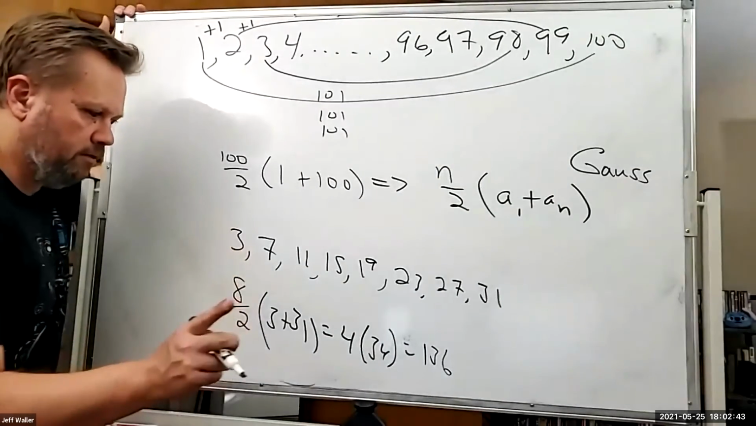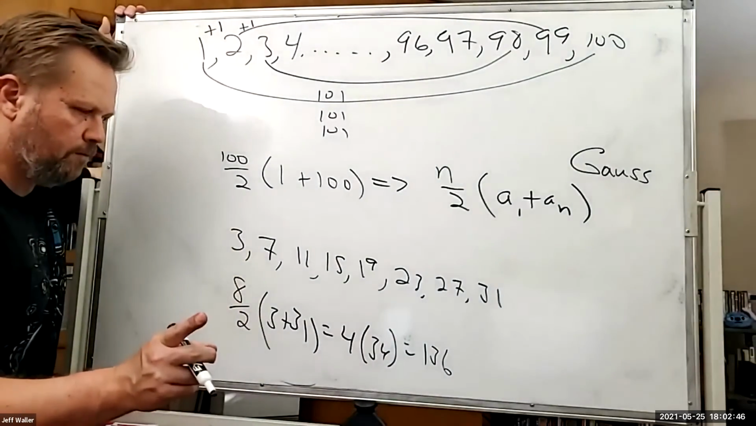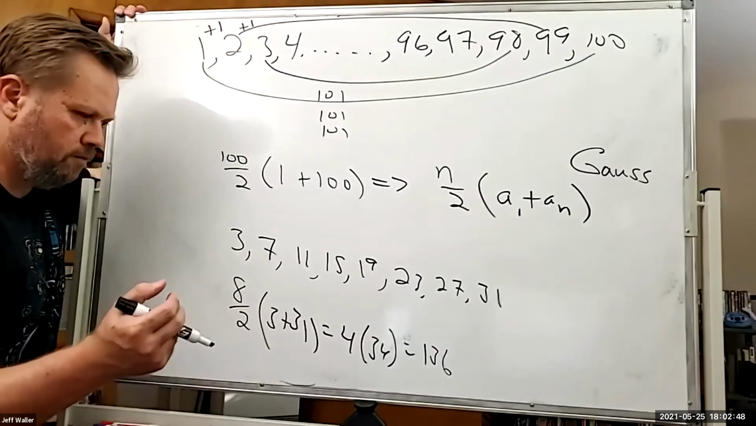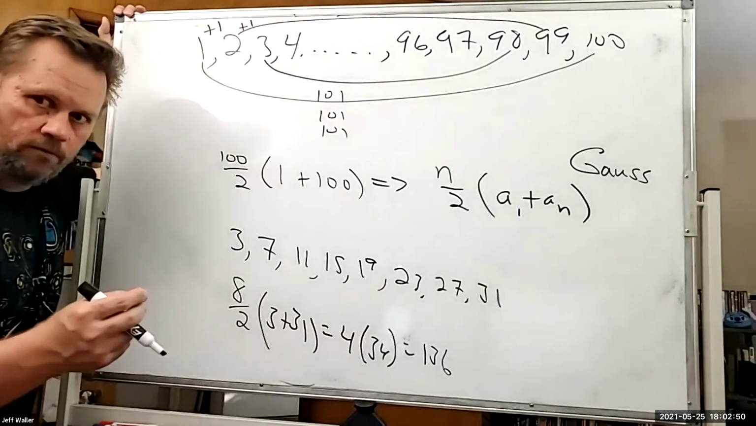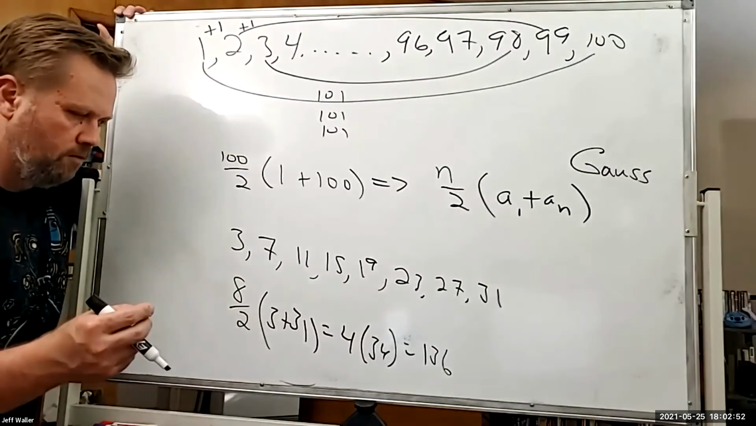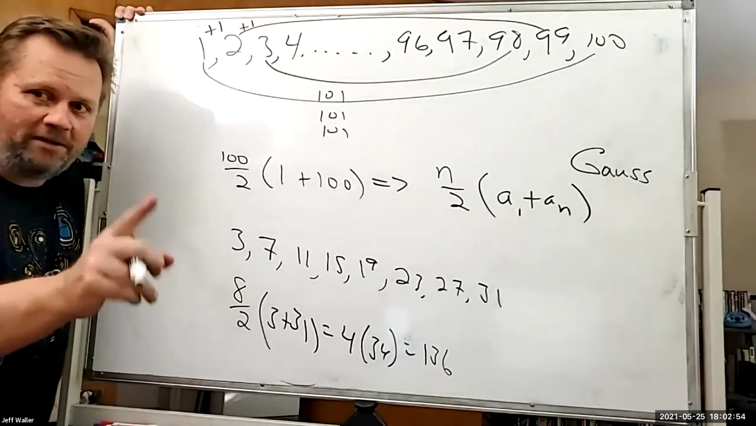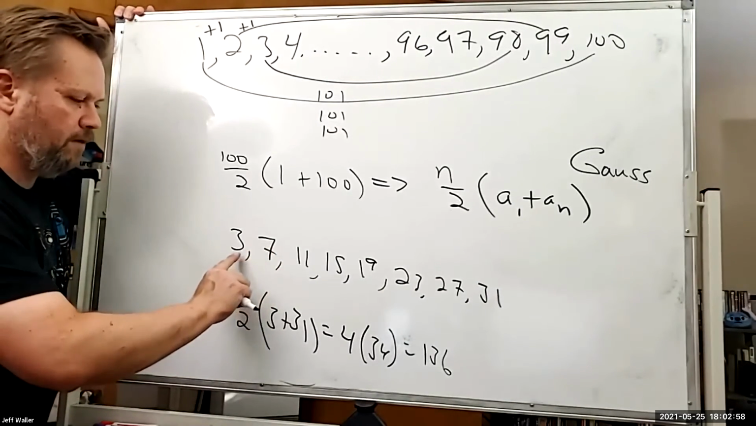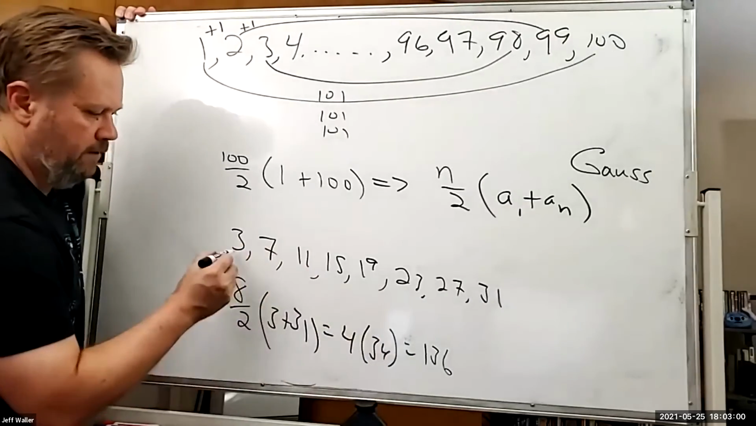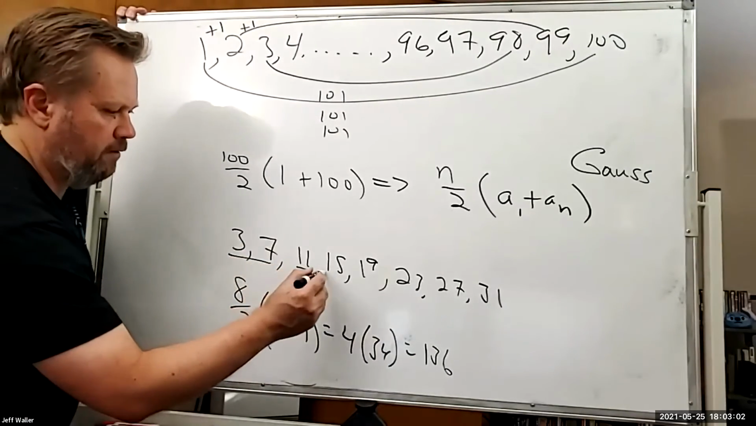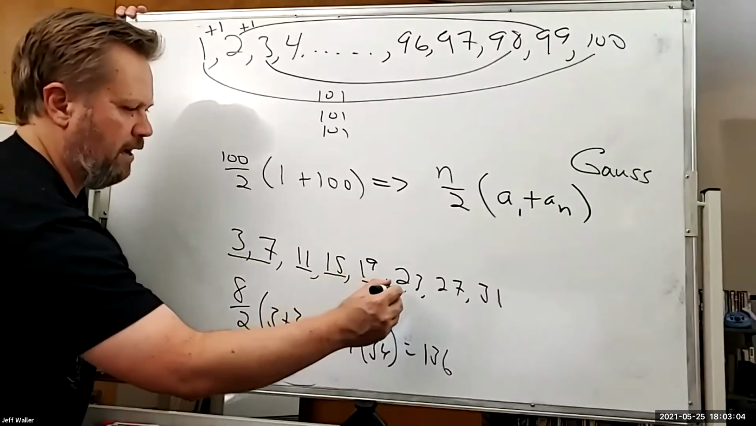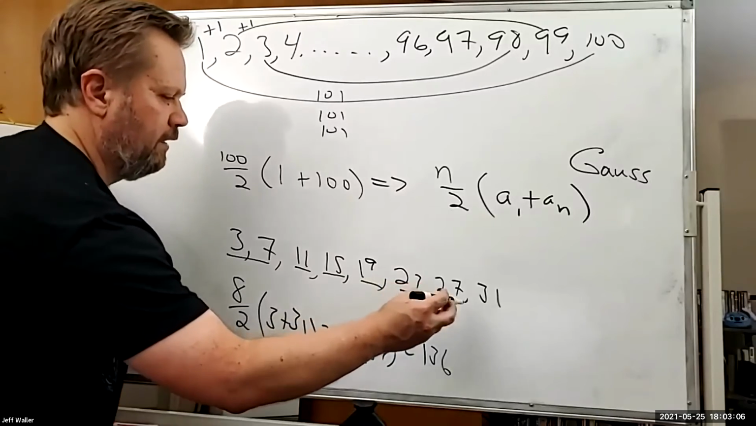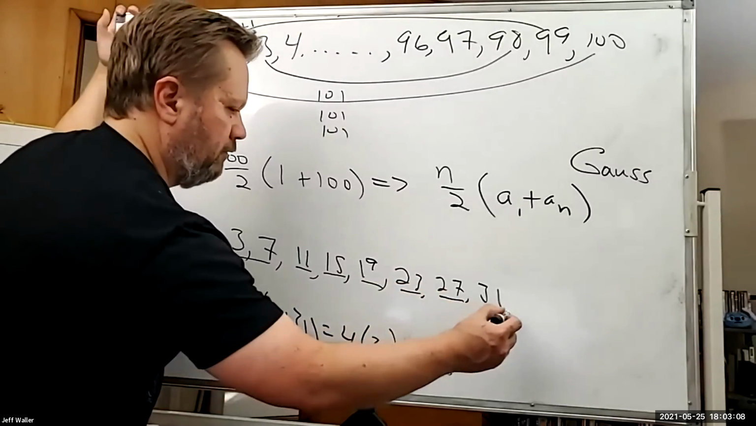Go ahead. So what about if the number of numbers is odd? Oh yeah, that's cool. All right, give me a second. It'll be fun. Real quick, let's double check this. 10 plus 11 is 21, 36, 55, 78, 105, 136. Check.